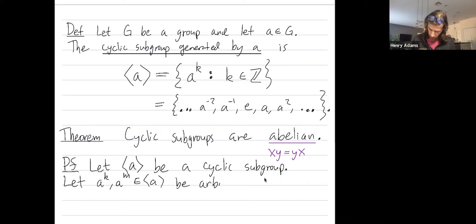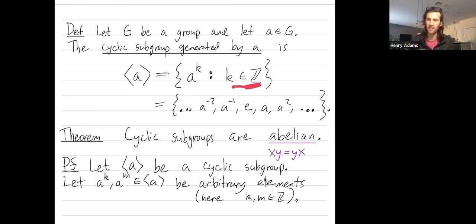be arbitrary elements in this cyclic subgroup. So here, k and m are just integers. They could be 0, 1, 2, 3, or -1, -2, -3, etc.